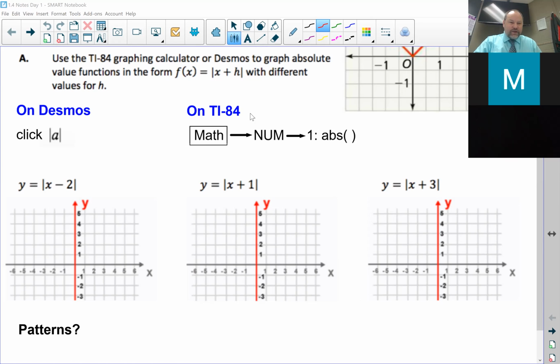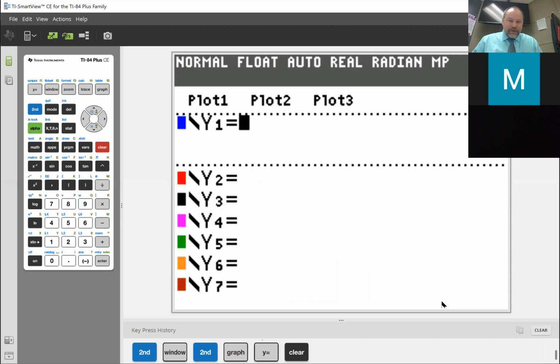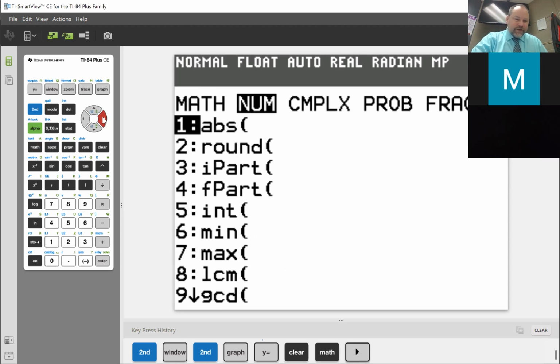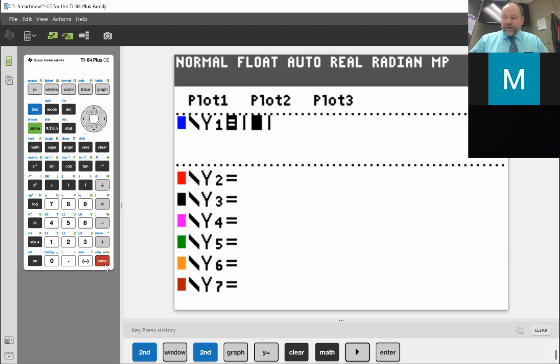I am going to graph that first one, y equals the absolute value of x minus 2. Those of you who suffered with me last trimester or in the past know I love to use the TI-84. That's the calculator I'm very familiar with. You can use Desmos as well. Absolute value on the TI-84 is in the math menu, and you have to arrow over to num, and it's the first option, abs. And I want to do x minus 2.